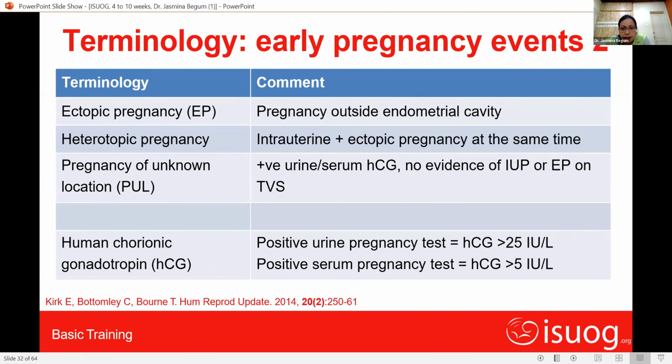Heterotopic pregnancy is when at the same time we are getting a G-sac inside the uterine cavity and also a pregnancy outside the uterine cavity. Then we say it is a heterotopic pregnancy. Pregnancy of unknown location: when the woman comes with a positive pregnancy test, and when you are doing a scan to locate the pregnancy, we are neither getting a G-sac inside the uterine cavity, nor a G-sac outside the uterine cavity. You do not know where the location of the pregnancy is, then we term it pregnancy of unknown location.